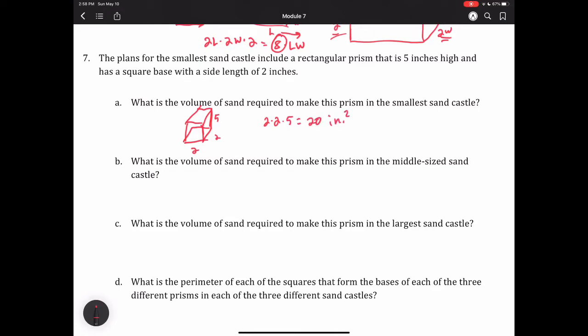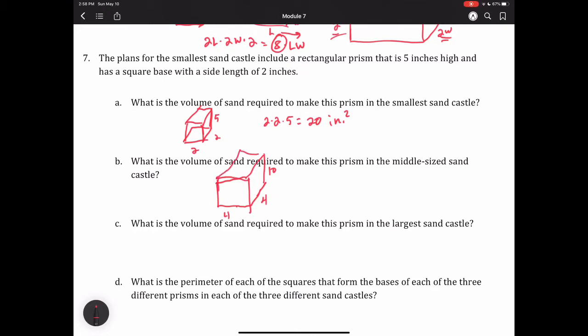Okay, so what then would be the volume of sand required to make the prism in the middle-sized sandcastle, right? So if now we're doubling every length, right? So now it'll be 4, make that a little bit longer, times 4 times 10, and this is not going to be exactly to scale because I'm just eyeballing.